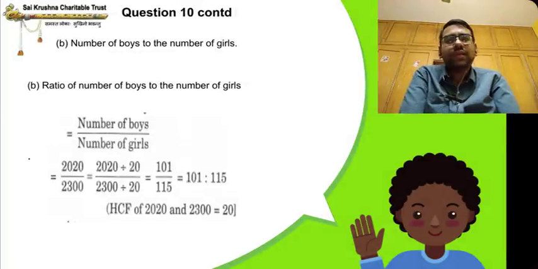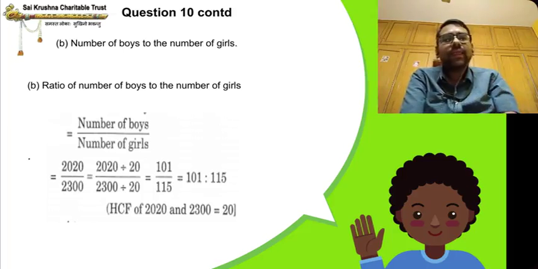B. Number of boys to number of girls. How many boys are there? Total number minus number of girls will give you the number of boys. So the number of boys is 2,020. Total number of girls is 2,300. So we'll divide both numerator and denominator by 20. Why 20? Because the HCF of 2,020 and 2,300 is 20. So we'll get 101 by 115 as the fractional form. If you want to express it in ratio form, we write 101 is to 115. Okay.